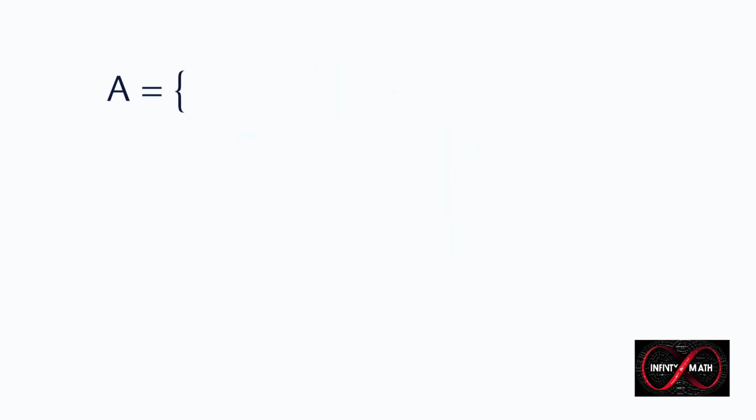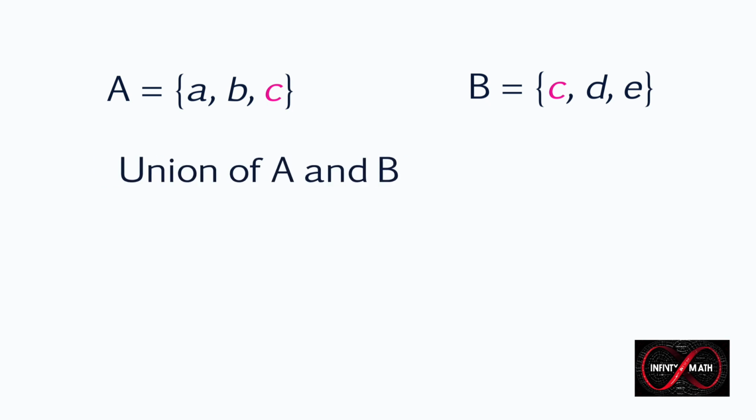For example, if the set A contains the variables A, B, and C, and the set B is made up of the variables C, D, and E, then the union of A and B is the variables A, B, C, D, and E. Notice that the C is only written once, even though it is a member of both sets. Duplicate elements are always only listed once.